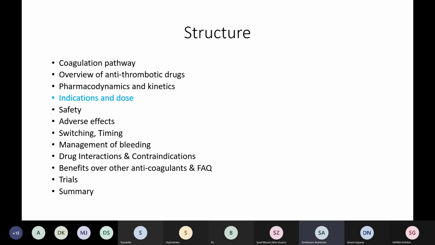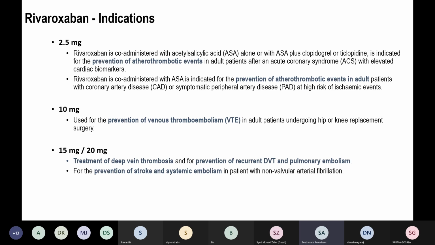Now next, coming to the indications and the dosing. This slide essentially shows the current indications for rivaroxaban. It is used in conjunction with aspirin in acute coronary syndrome and in peripheral arterial disease. It is used for both prevention and treatment of venous thromboembolism, and is also used for prevention of stroke and embolism in non-valvular atrial fibrillation.